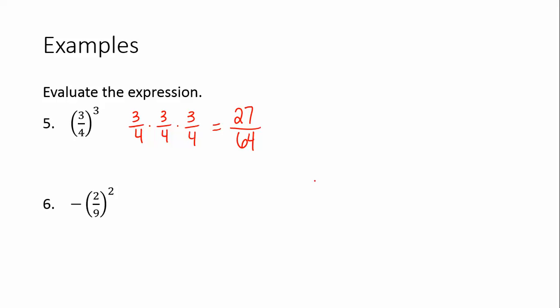Number 6, we have negative 2/9 squared. Notice here the negative is outside the parentheses, so it's not included when we're squaring the number. So we'll put the negative on at the end. Remember, you can think of it as negative 1 times 2/9 squared. So we're doing 2 over 9 times 2 over 9. That gives us 4 over 81. But we have to multiply it by that negative 1, or bring that negative sign along with us, to get negative 4 over 81. Again, this isn't going to reduce because 2 over 9 doesn't reduce.